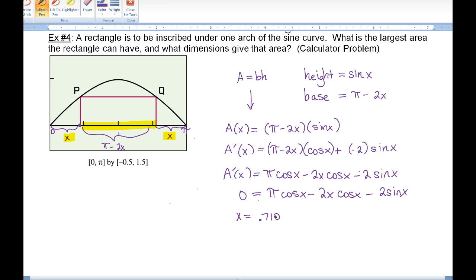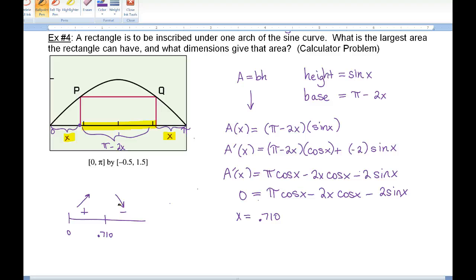So here's 0. Obviously we can't have anything bigger than pi, but I'm just going to check 0.710, and we can plug in a value. Again, this is going to be a calculator type problem, but this will give us plus and this will give us minus. So it is a maximum.